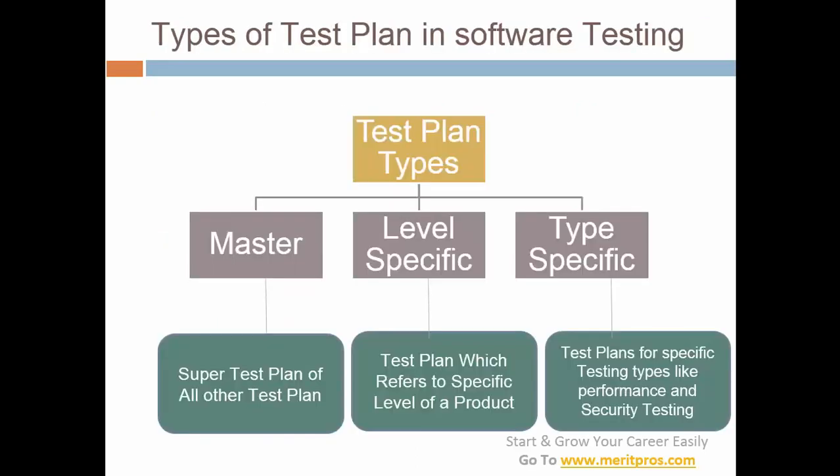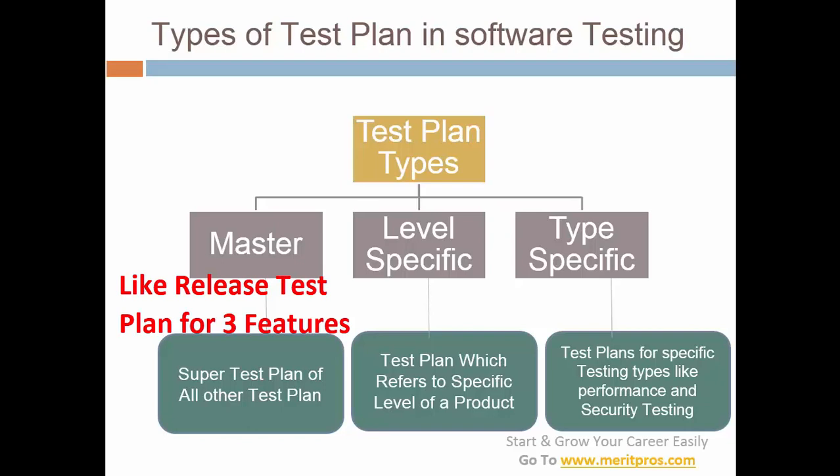So coming to types of test plan. We have 3 different types of test plan in software testing. Our first is the master test plan. The master test plan is the super test plan of all other test plans. What exactly a master test plan contains is how the testing is being planned and how it will be managed across different test levels.